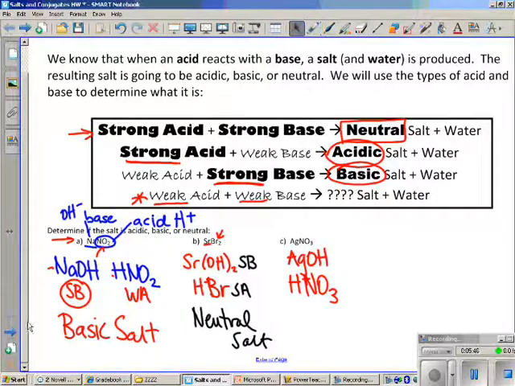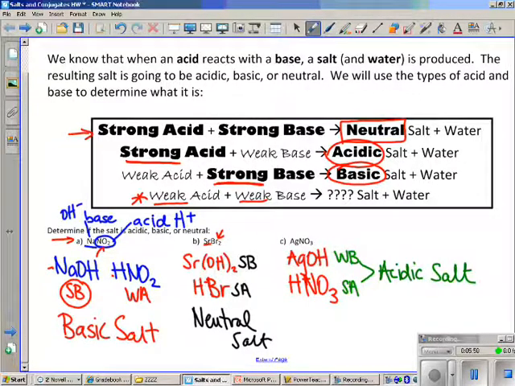So that'll make HNO3 when I crisscross. So in terms of strong and weak, I have a weak base and a strong acid. That combination gives me an acidic salt.